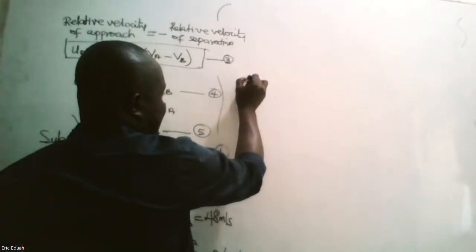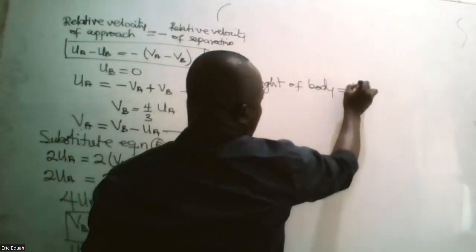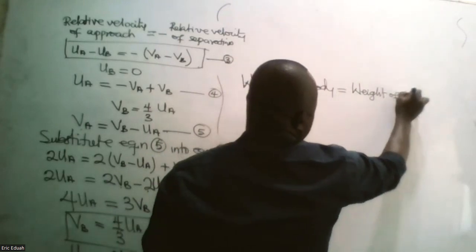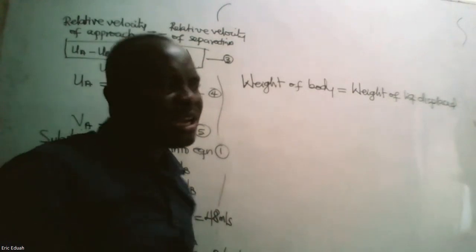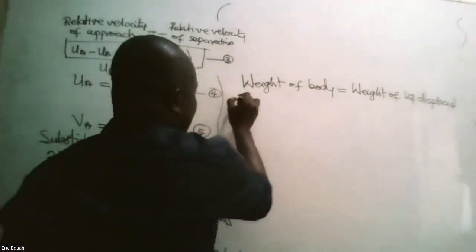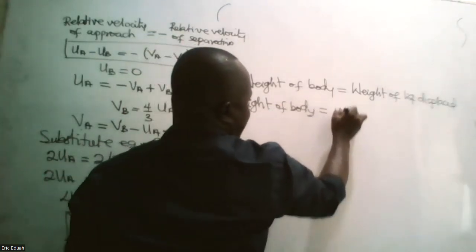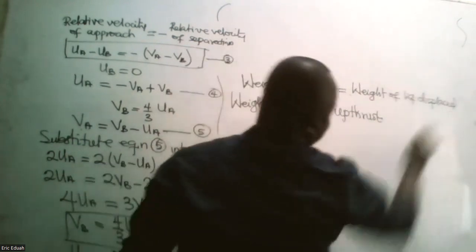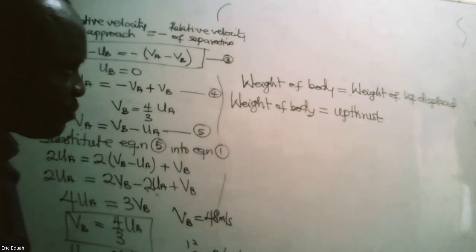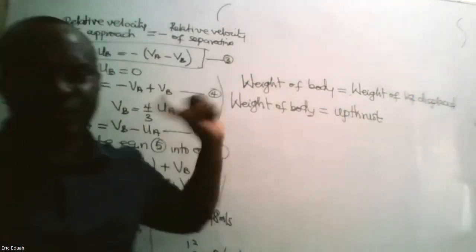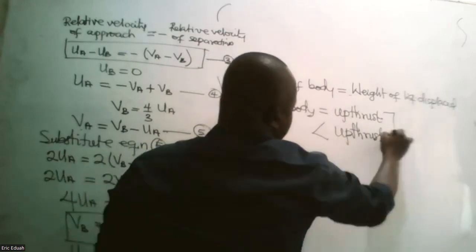So for flotation, we are saying that weight of body must be equal to weight of liquid displaced. Now, weight of liquid displaced is the upthrust Archimedes spoke about. So we can also say that weight of body is equal to the upthrust, as said by Archimedes' principle. So if we have equality, the body floats. If this is less than upthrust, in these two situations, body floats.